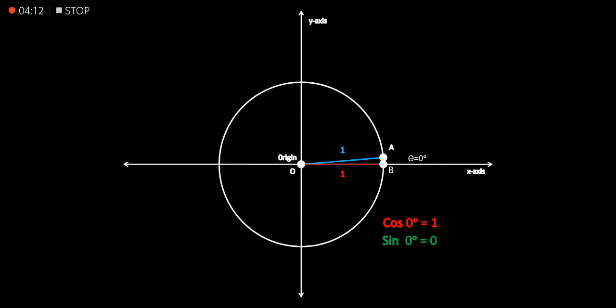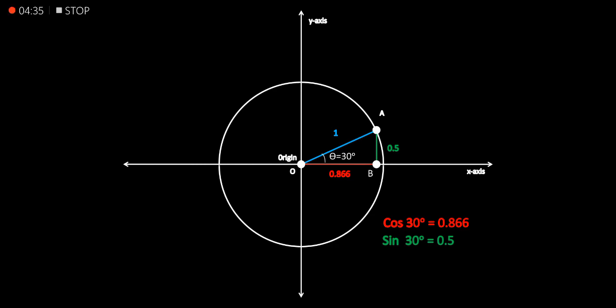We don't have a green line in this figure. It means the length of green line is 0 and green line is the representative line of sine function. So sine of 0 degree is equal to the length of green line, which is 0. So sine of 0 degree is equal to 0.